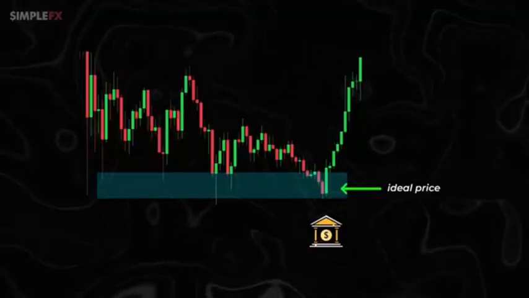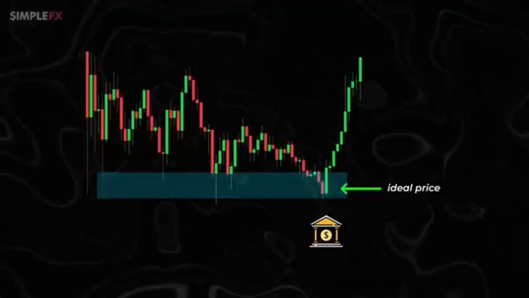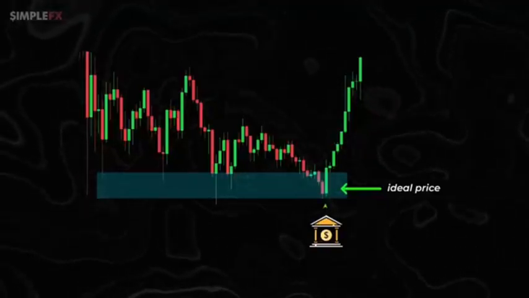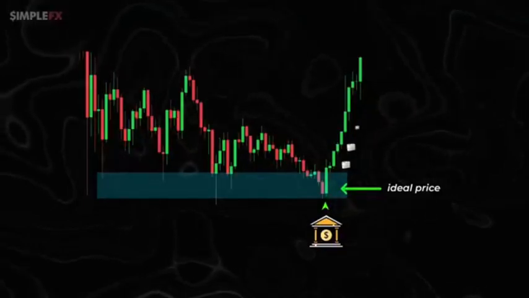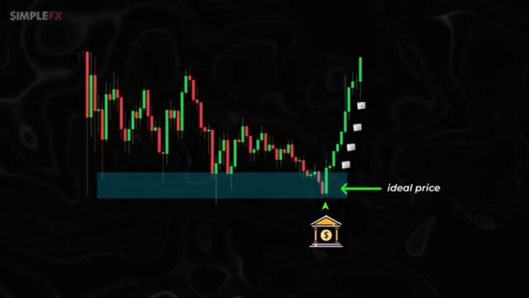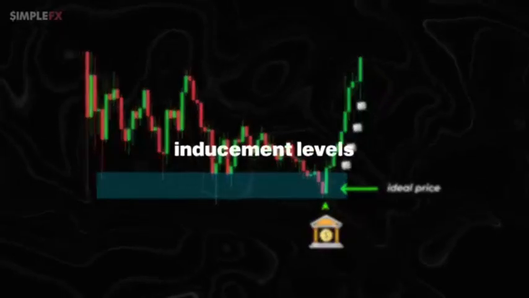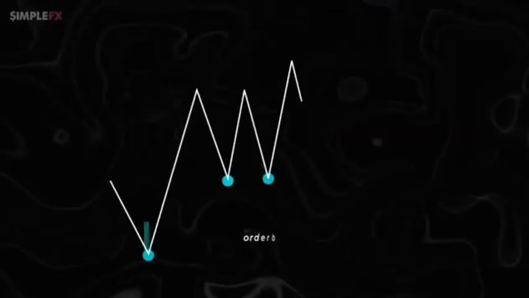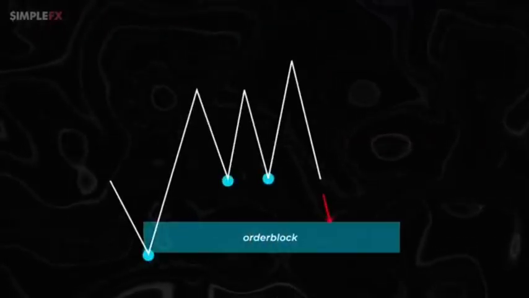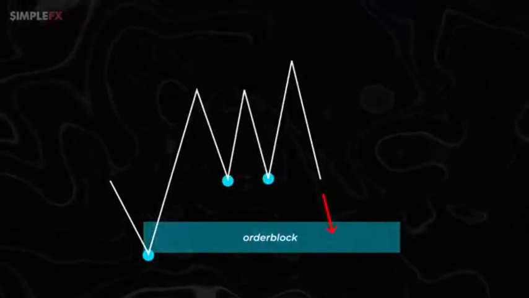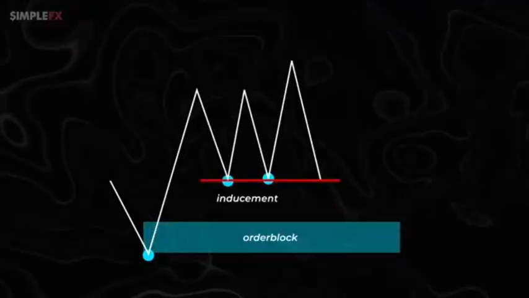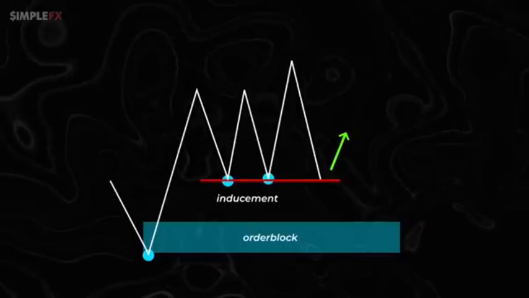Unlike retail traders who can enter positions easily, smart money can't enter positions that easily, as their large orders would push the price up, causing their average entry price to be higher. So, in order to enter at a lower price, they use inducement levels. After entering the market and forming an order block, they push the price back down to that order block by trapping traders who bought at inducement levels expecting a bounce.